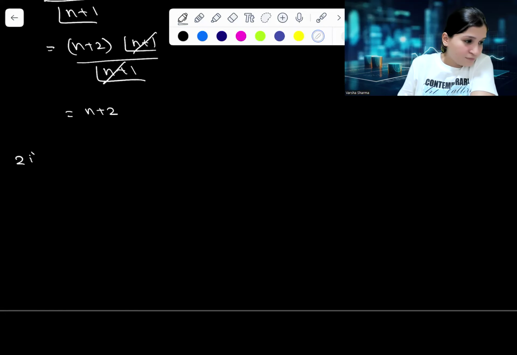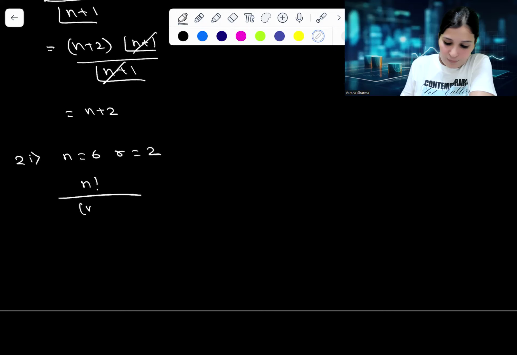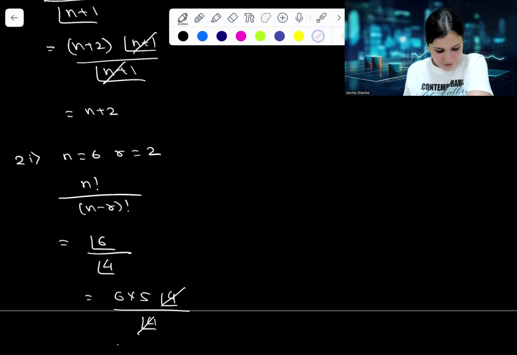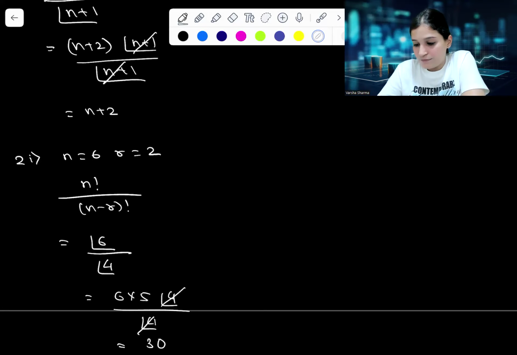Question number 2. N is 6, R is 2. What we want to find is factorial n upon factorial n minus r. So 6 factorial upon 6 minus 2, 4 factorial. So 6 into 5 into 4 factorial upon 4 factorial. 5 sixes are 30. Done? Yes, ma'am.